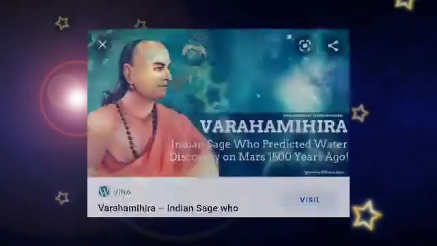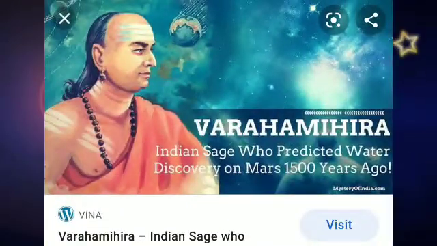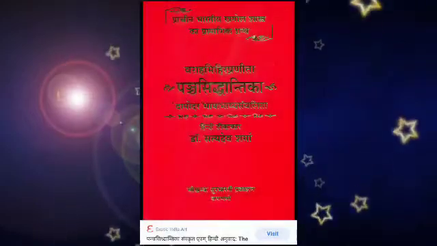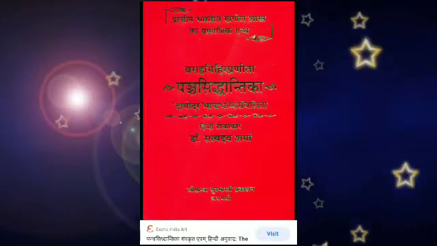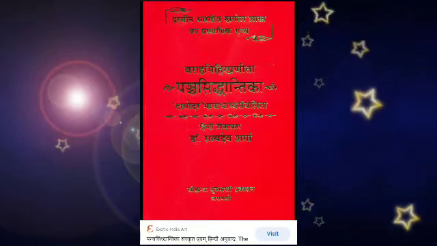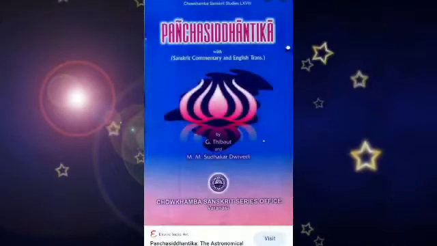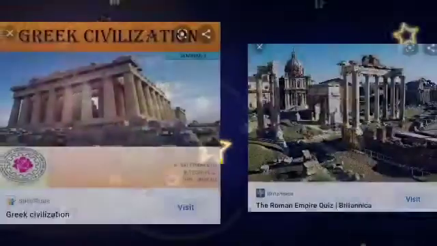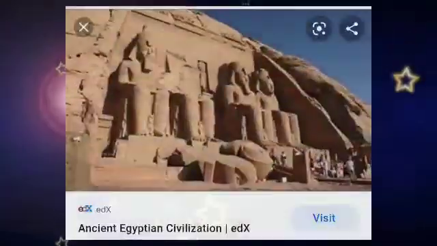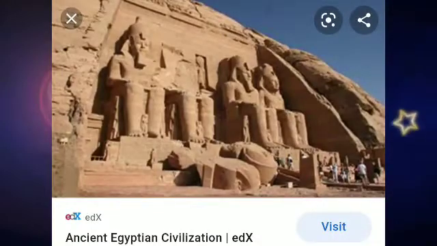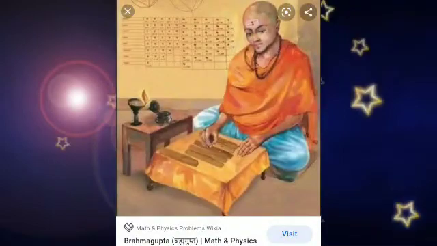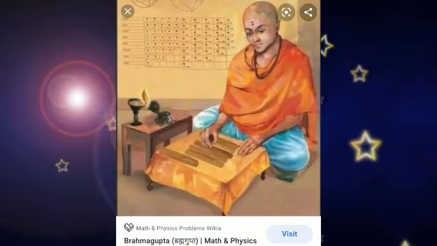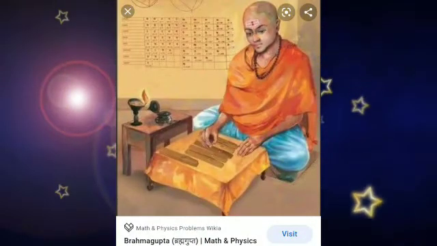Now, Varahmihir wrote the famous text Panchasiddhantika in the 6th century AD. This text also discusses principles of Indian astronomy along with the principles of astronomy from the Greek, Roman and Egyptian civilizations. The texts of the mathematician Brahmagupta, who lived in the 7th century CE, were translated into the Arabic language.